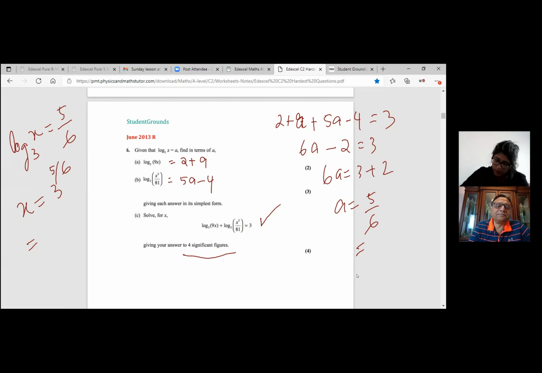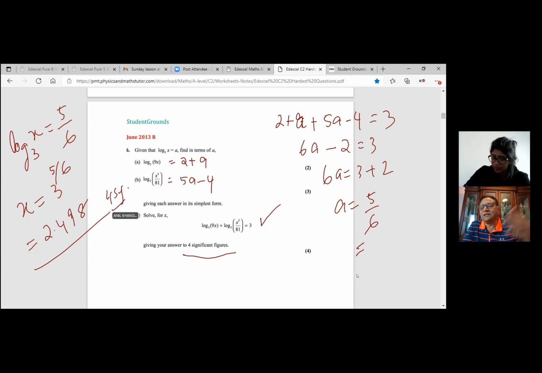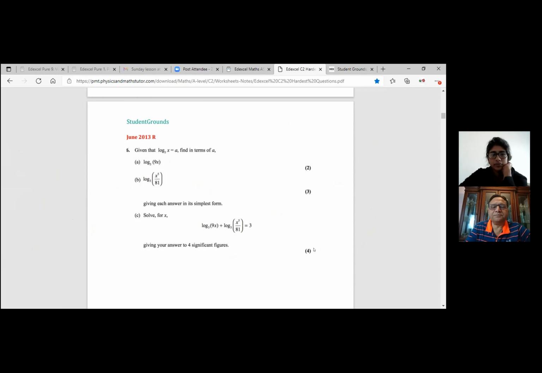Correct. So 3 to the power of 5 over 6 is 2.498 to 4 significant figures. Is that clear? So that is how you're going to do this question, and see how each and every question is related. With this question, you've actually learned a good part of the rules being applied for logarithms and also solving a simple logarithmic equation. Is this concept clear to you? Yes, it is. So we can now take the next question.